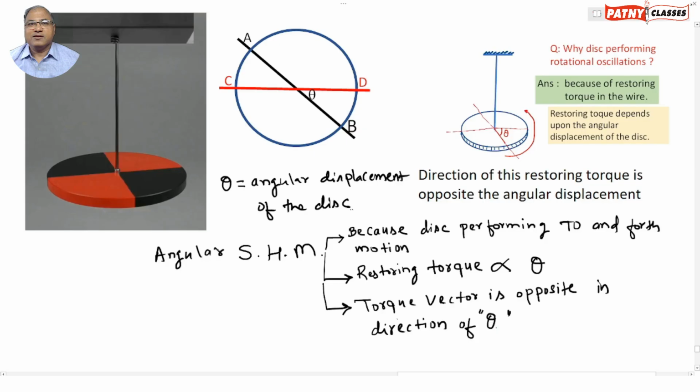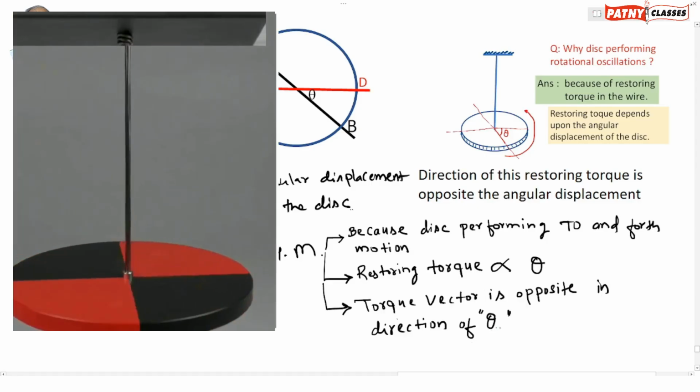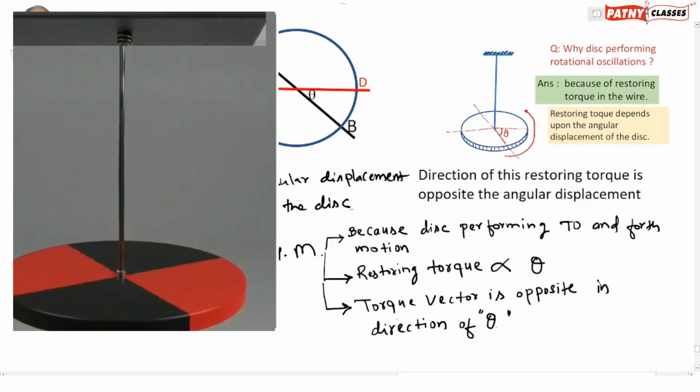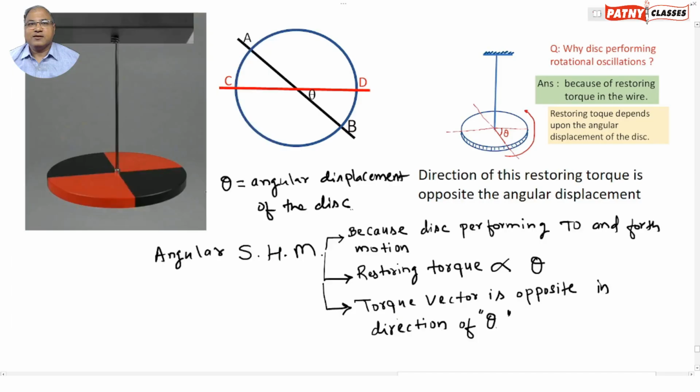What are the reasons? The first reason, because the disc is performing to and fro motion, moving forward and backward again and again. That is the first reason to call it angular S.H.M. Second reason, the restoring torque is directly proportional to angular displacement. And the third reason, the direction of the torque vector is opposite to the direction of the angular displacement. So these three conditions are satisfied in the case of rotational oscillation of this disk. Therefore, we can say the disk is performing angular S.H.M.